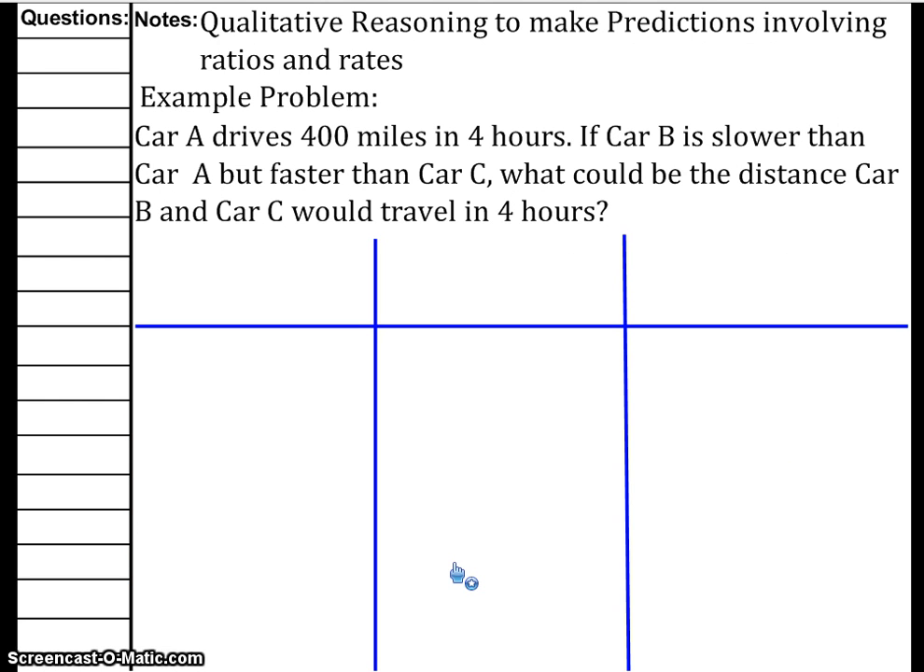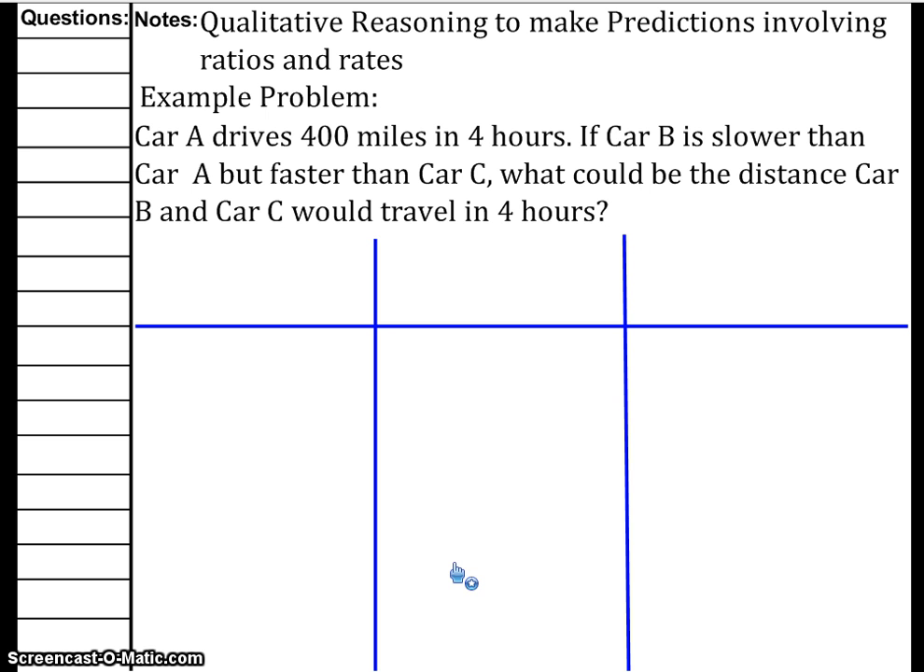Let's go on to making predictions. So we're going to use qualitative reasoning again, a very general, broad description as our answer, to make predictions involving ratios and rates. So let's look at our example problem. Car A drives 40 miles in 4 hours. If car B is slower than car A, but faster than car C, what could be the distance car B and car C would travel in 4 hours?